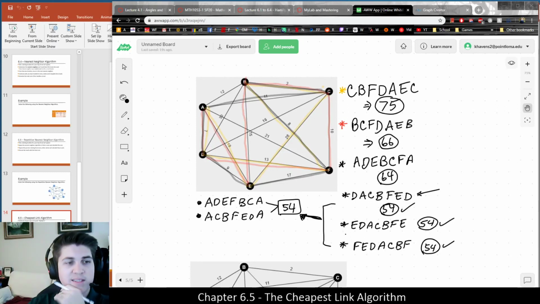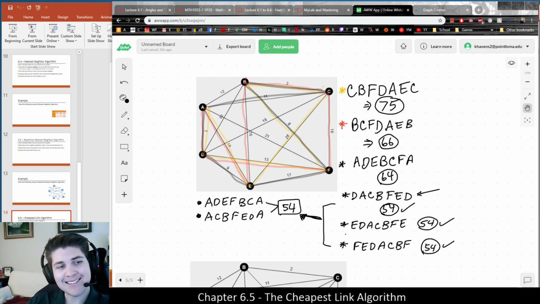One of the obvious weaknesses of the repetitive nearest neighbor algorithm is it is time consuming, and we have to run it a lot of times to get an answer. So it turns out there is a different way of finding a cheap Hamilton circuit, which is much faster. It gets a little different than the nearest neighbor algorithm. It's called the cheapest link algorithm. That's what we're going to get into next.